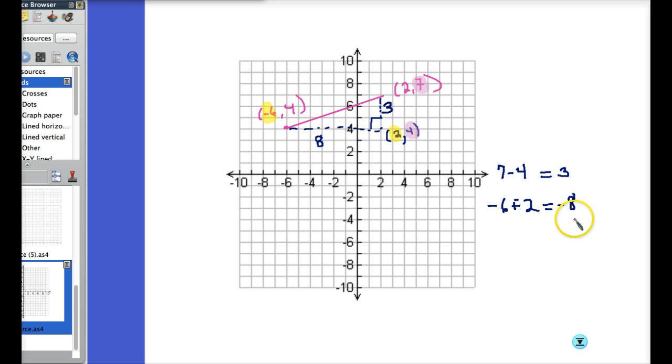Some of you guys are saying, yeah, but that's negative when it should be positive. But think about the Pythagorean theorem. It's a squared plus b squared. So the -8, when you square it, will turn positive anyway. Okay?